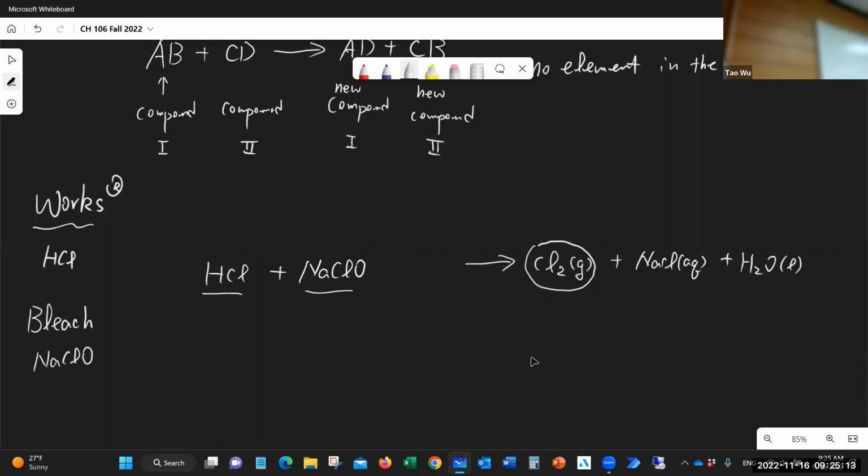Let's take a break, and then we will do the practice. Today's practice is just going to predict the precipitation reaction, finish the whole precipitation reaction, and then predict which one is the precipitate. So let's take a break, and then we will work on this.